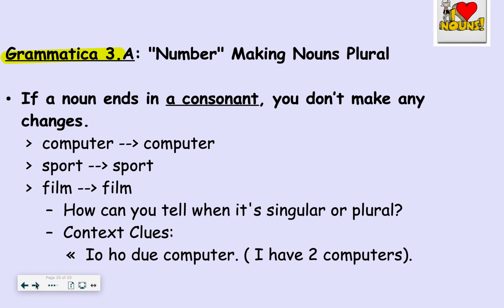We talked in the last video about nouns that end with consonants, and they don't make any changes, so I wanted to just touch upon that briefly. So these nouns, they don't make any changes when they're plural: computer, sport, film. So how do you know when it's singular or plural? Well, there's a variety of context clues that'll help us out with it. One of the most obvious is just counting the number of objects.